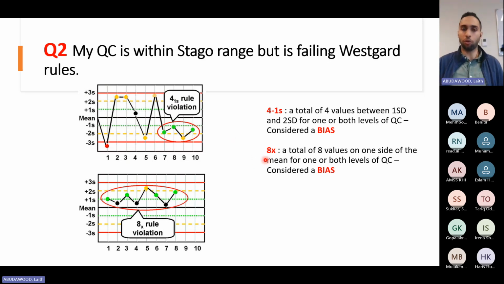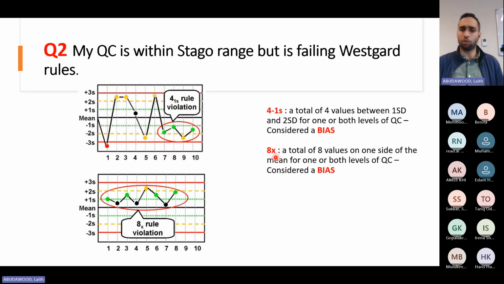How about 8x or 10x or 12x? Depends on the number of levels that you are using. So 8x means I have 8 runs. What does x mean? X means on one side of the mean. So 8 runs consecutively in 1 or 2 levels, total of 8 runs. So they can be, for example, 4 runs in normal, 4 runs in pathological, or 8 runs in one of the 2 levels, 8 runs in only normal. 8 runs on one side of the mean. So all the 8 runs, one after the other, are on one side of the mean. That also is a possible indication of bias.